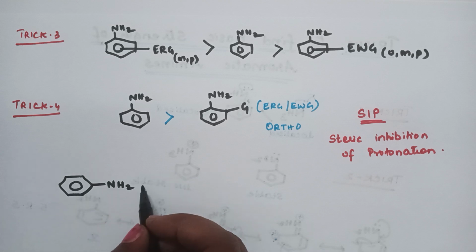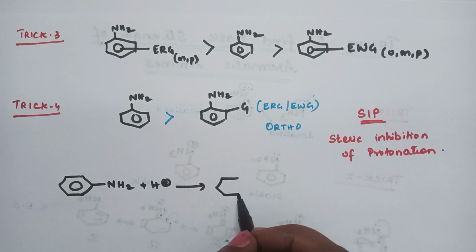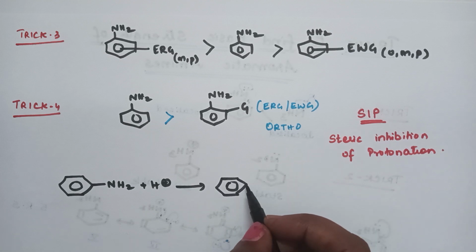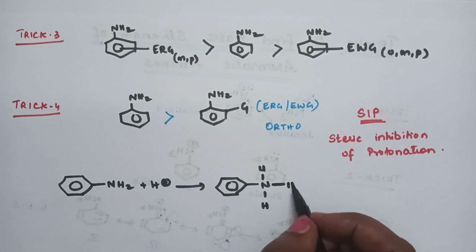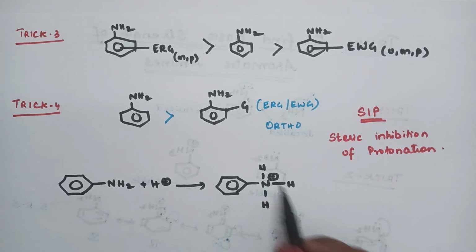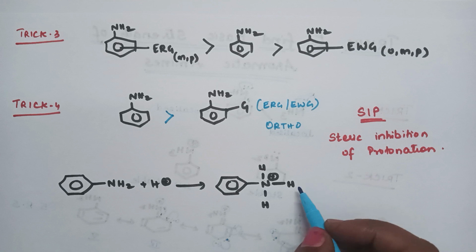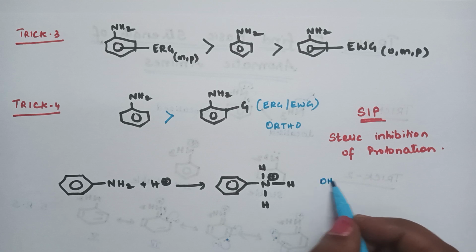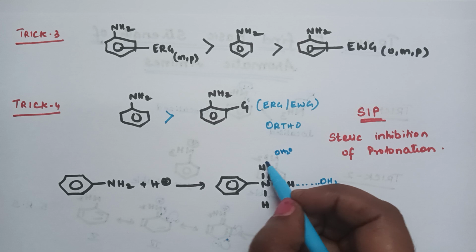So this is aniline. When you protonate this, it will form NH3 with a positive sign. After taking this proton, it gets a positive sign, so now this will be stabilized. This will be stabilized by solvation. That is, you can see hydrogen bonding between this hydrogen and oxygen. So here also it will be solvated, oxygen.